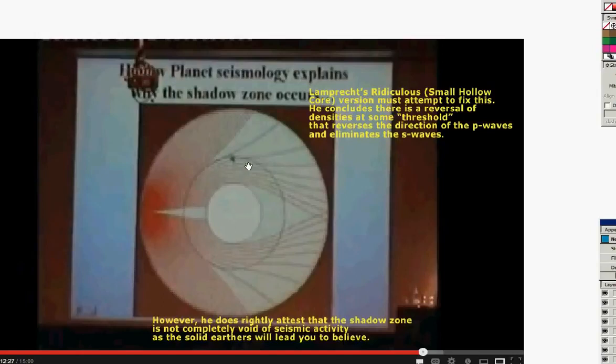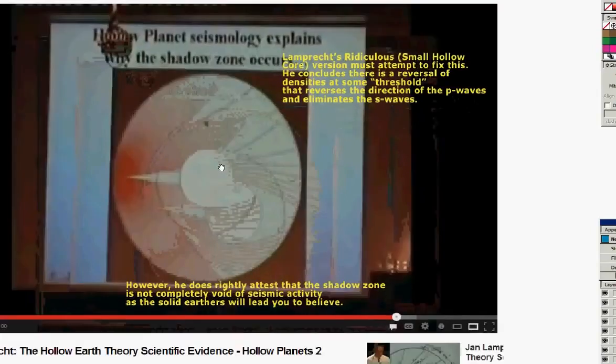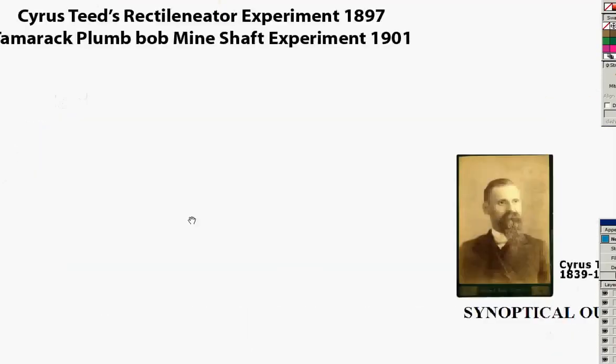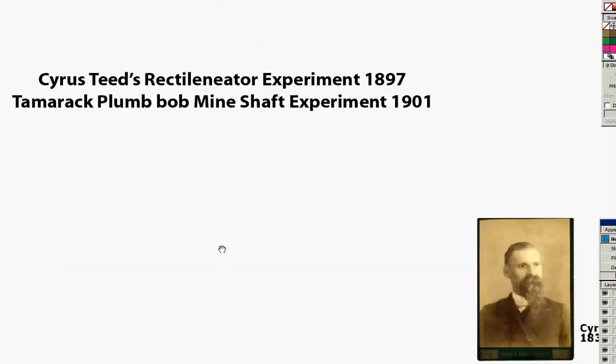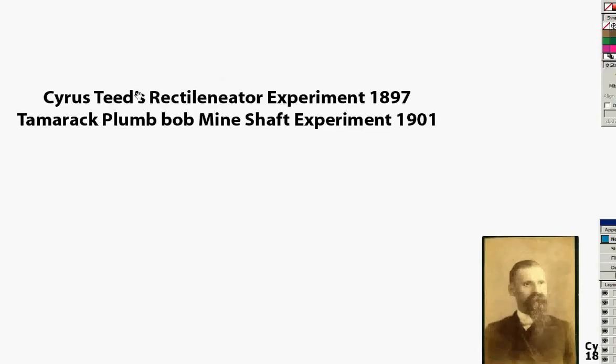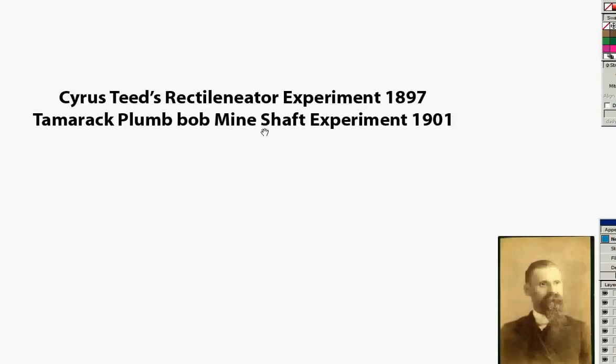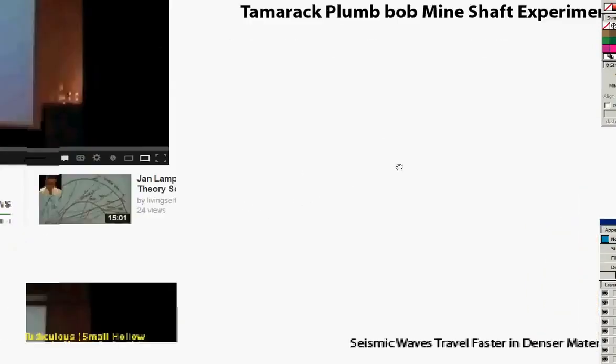Now, this is all conjecture and theory. And it's just a ridiculous model, because if you understand anything about information being suppressed and true nature, watch my other videos. This is the true nature. We are living inside the concave edge of the Earth, which is stationary. Cyrus Teed performed a rectilinear experiment in 1897, and there's also the Tamarack plumbob mineshaft experiments, which showed that the plumbobs actually diverged at the bottom of the mineshaft.